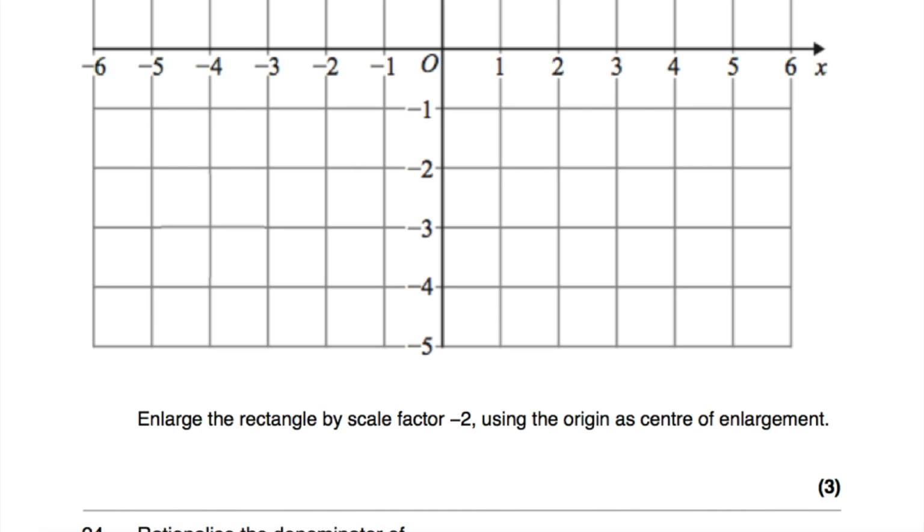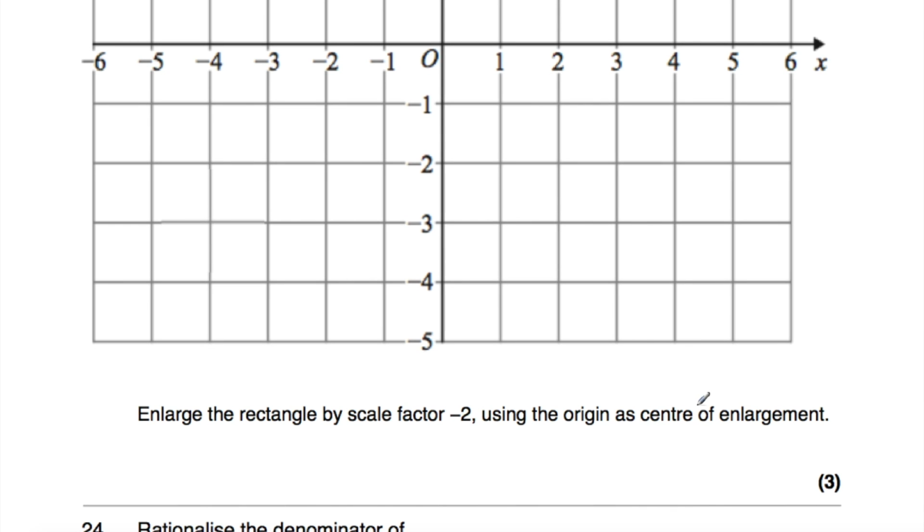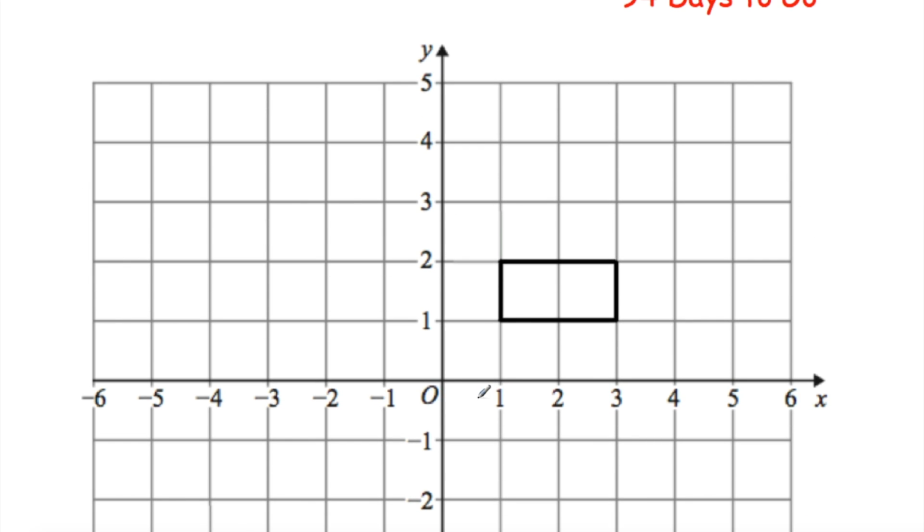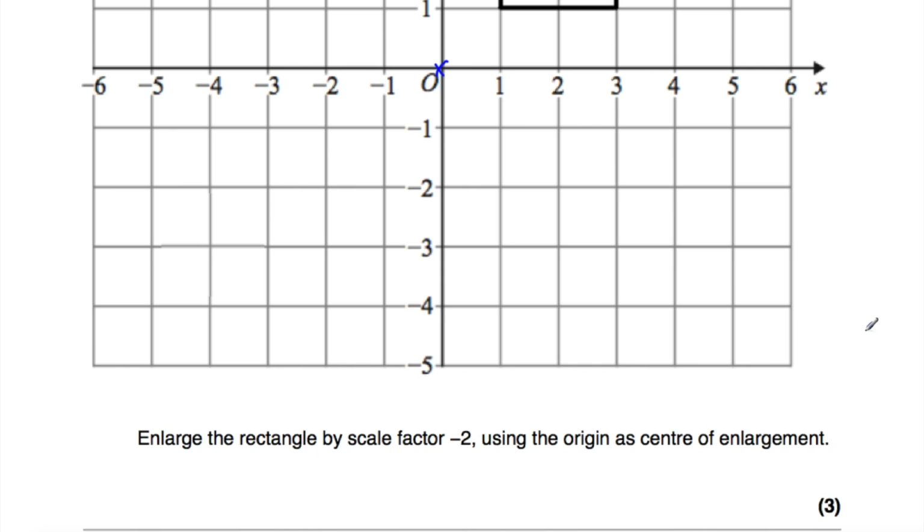Is an enlargement, and we're using a negative scale factor. Now the centre of enlargement is the origin, and just think, with a negative scale factor, the scale factor of enlargement is -2.